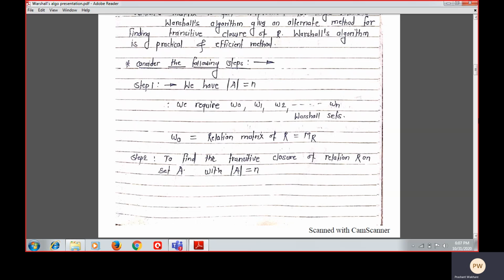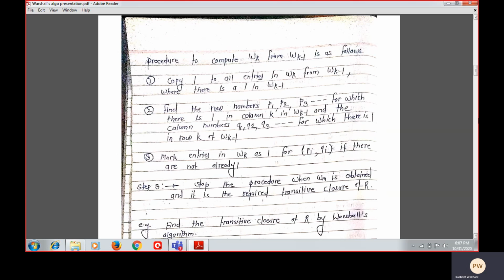Step 2, to find the transitive closure of relation R on set A with mod A equal to n, the procedure to compute Wk from Wk minus 1 is as follows. There are three steps. First, copy all the entries in Wk from Wk minus 1 where there is a 1 in Wk minus 1. Secondly, find the row numbers P1, P2, P3 for which there is a 1 in column k of Wk minus 1, and the column numbers Q1, Q2, Q3 for which there is a 1 in row k of Wk minus 1. Mark entries in Wk as 1 for (Pi, Qi) if they are not already 1. And the last step is to stop the procedure when Wn is obtained, and it is the required transitive closure of the relation.